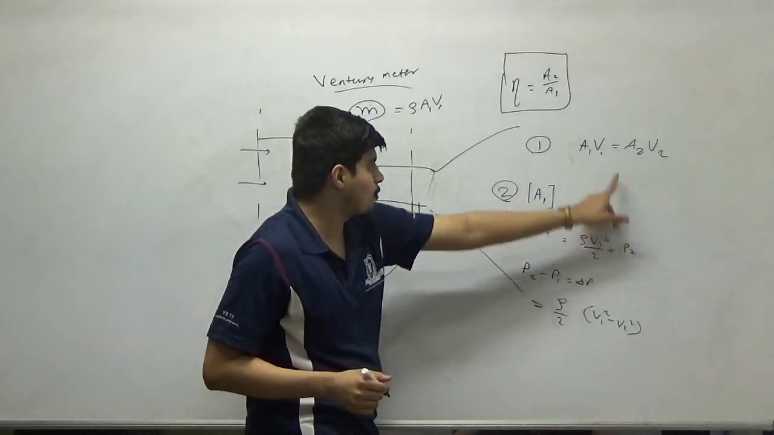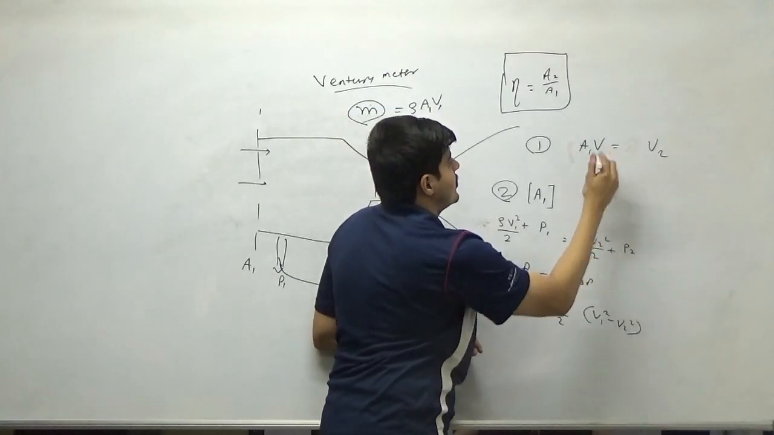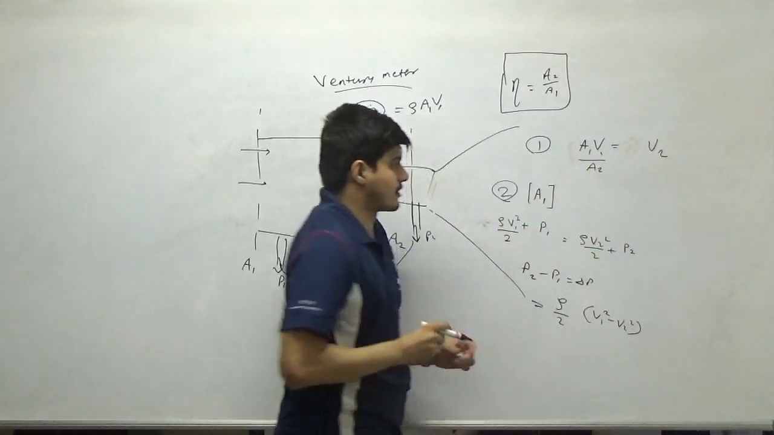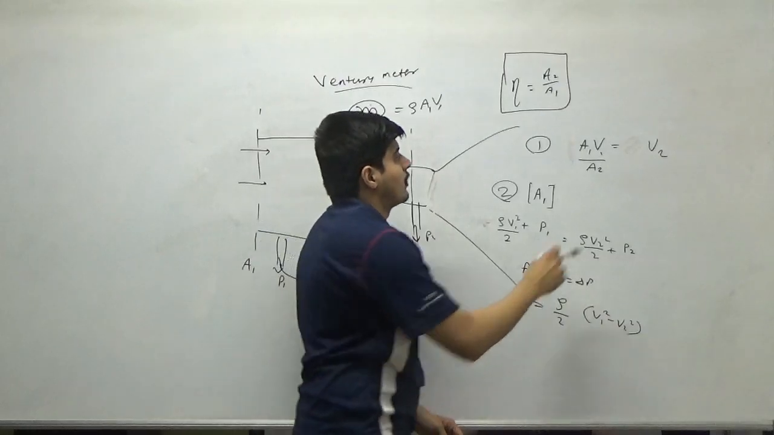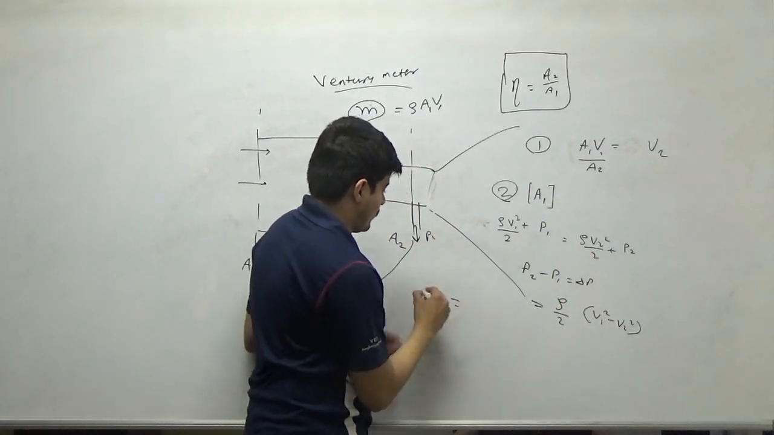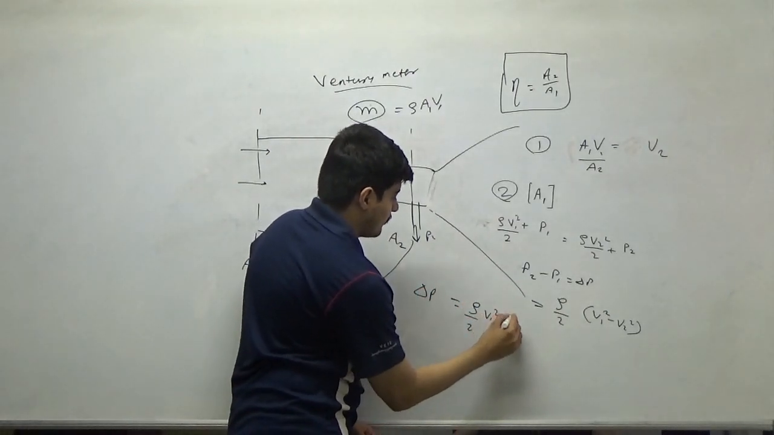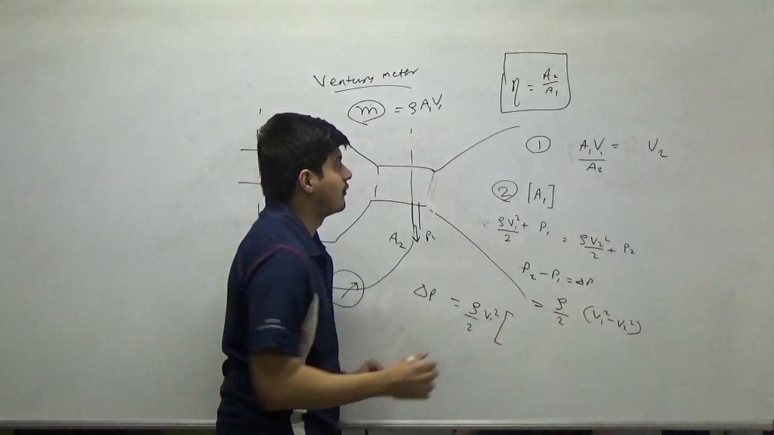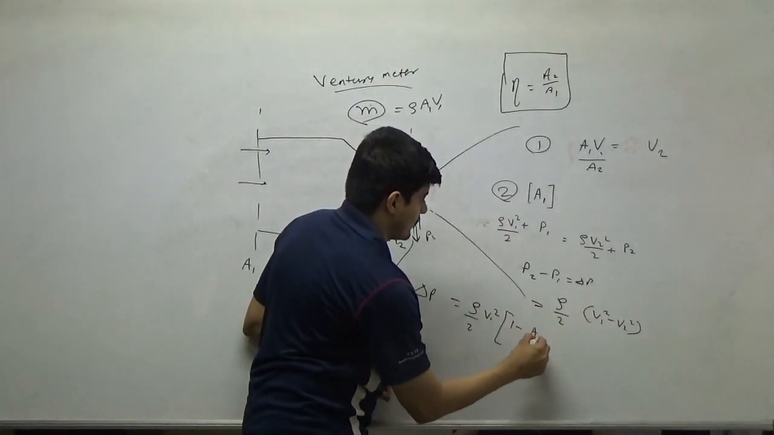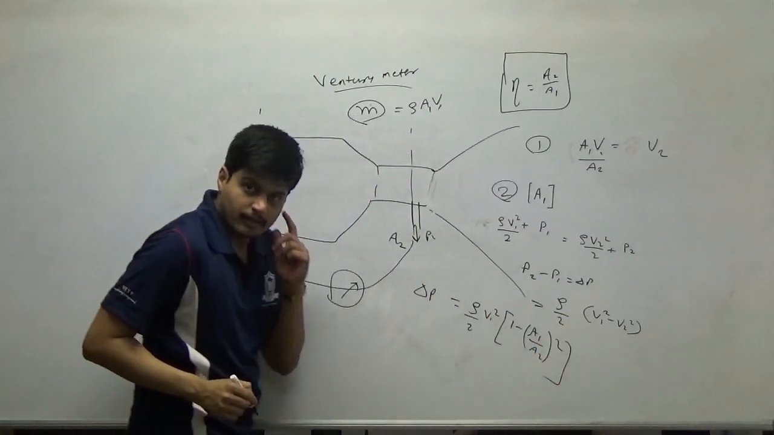If I now substitute A1, V1 and A2, V2 in this equation, I can also say my V2 is this, right? So A1 upon A2 into V1 is V2. So delta P is what? Rho by 2 V1 square, right? V1 square is common, (1 minus A1 by A2) whole square.